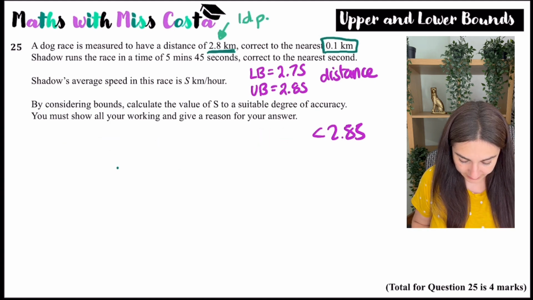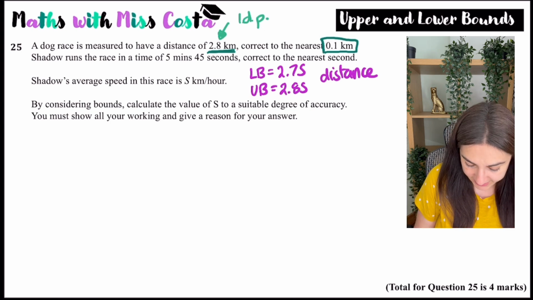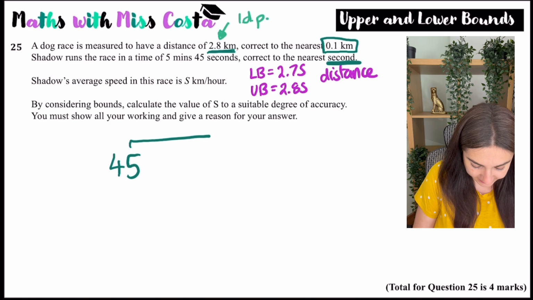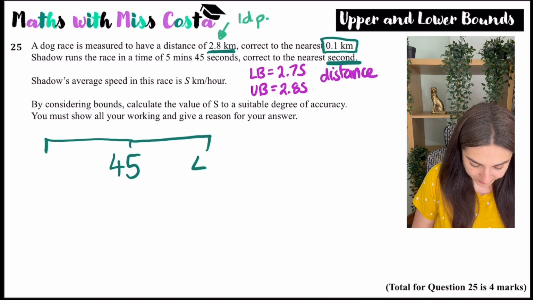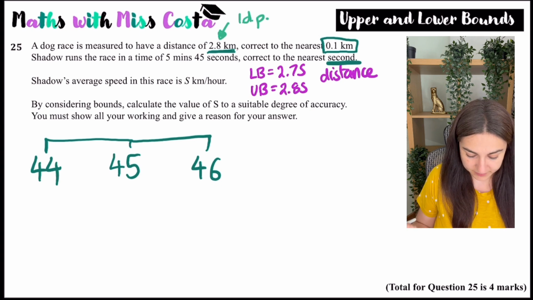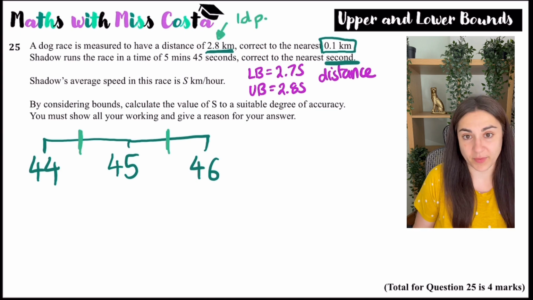the speed. Now, okay, it is a little bit tricky because it's got seconds and all of that, but 5 minutes, 45 seconds, correct to the nearest second. All we need to do is consider the seconds. So 45 seconds to the nearest second. What are the seconds surrounding 45 seconds? That would be 46 and 44. So halfway is the upper and the lower bound.